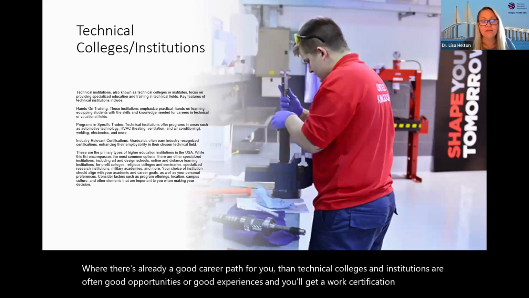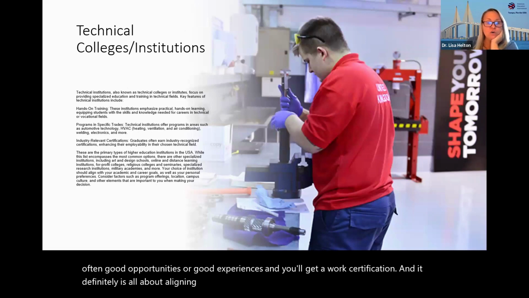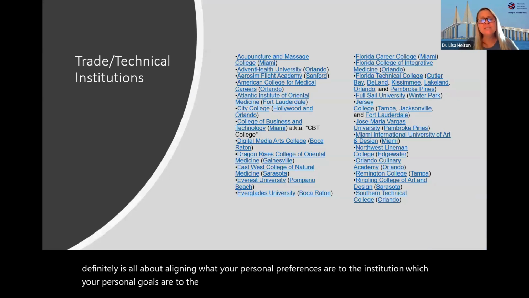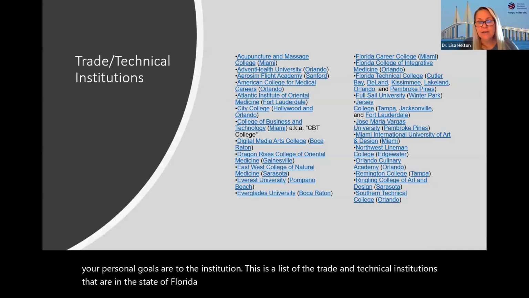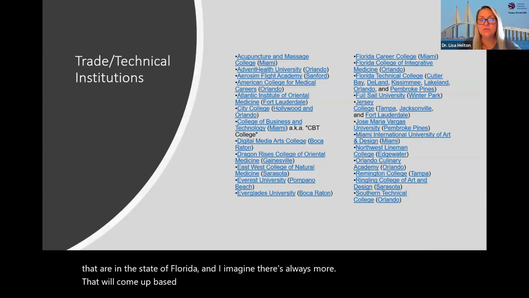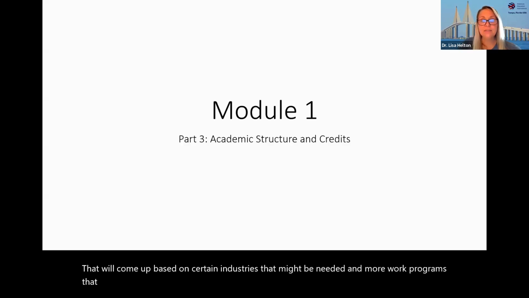And it definitely is all about aligning what your personal preferences are to the institution, what your personal goals are to the institution. This is a list of the trade and technical institutions that are in the state of Florida. And I imagine there's always more that will come up based on certain industries that might be needed and more work programs that might be needed in the state.